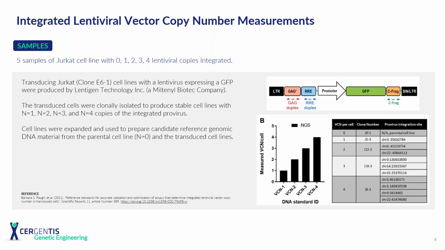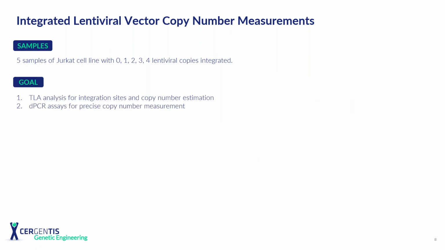I would like to highlight that we received blinded samples, so we didn't know how many copies were present in each test sample. And as mentioned, the goal of the study was to determine precise vector copy number and integration sites.